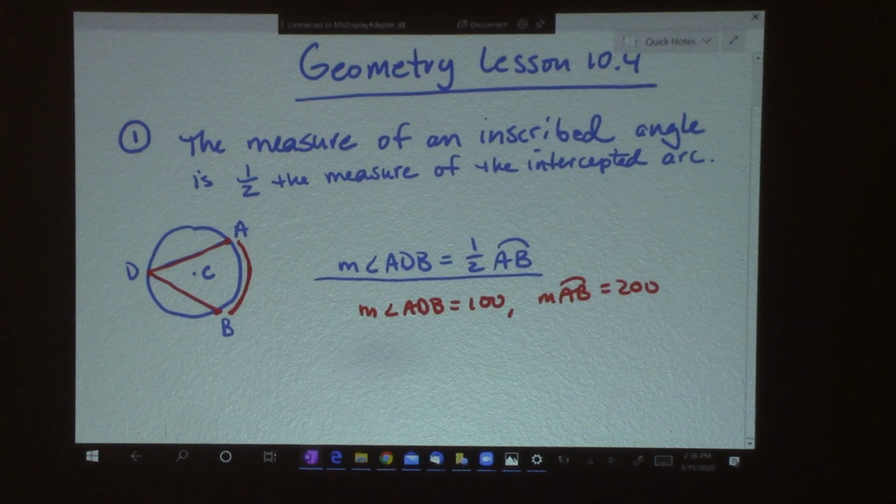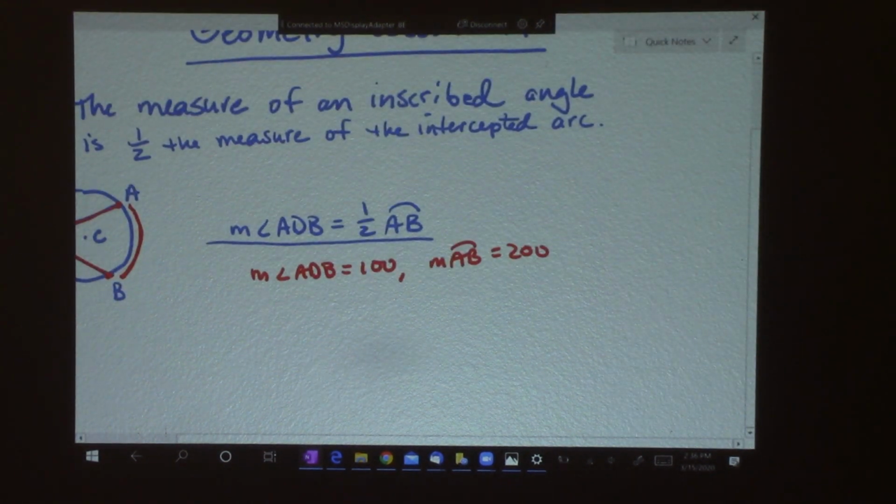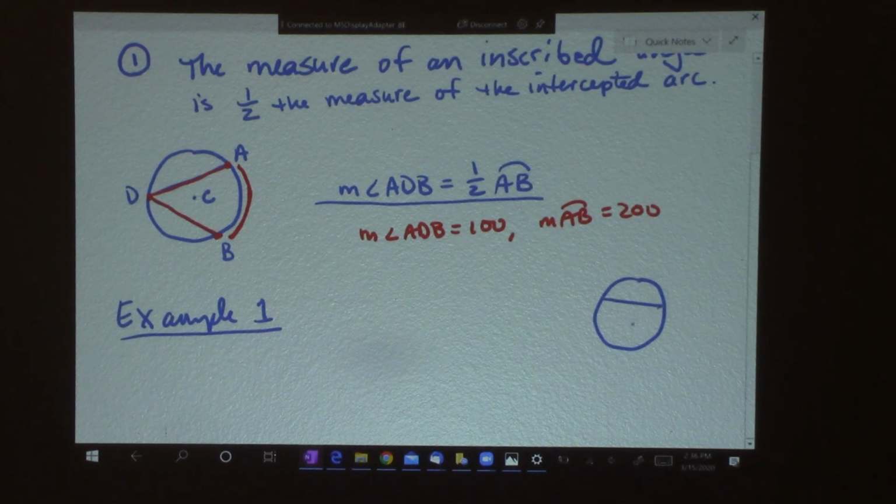All right, so let's do some examples. I'm going to switch colors. Example 1. And here's the picture. QRTS. And what's not on your picture is that this is 48 degrees and this is 50 degrees. So make sure you fill those in on your picture. And here we have point P, which is the center.